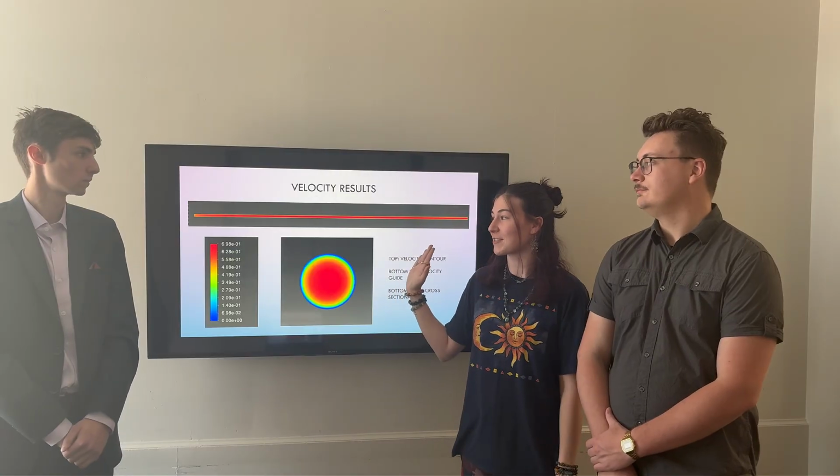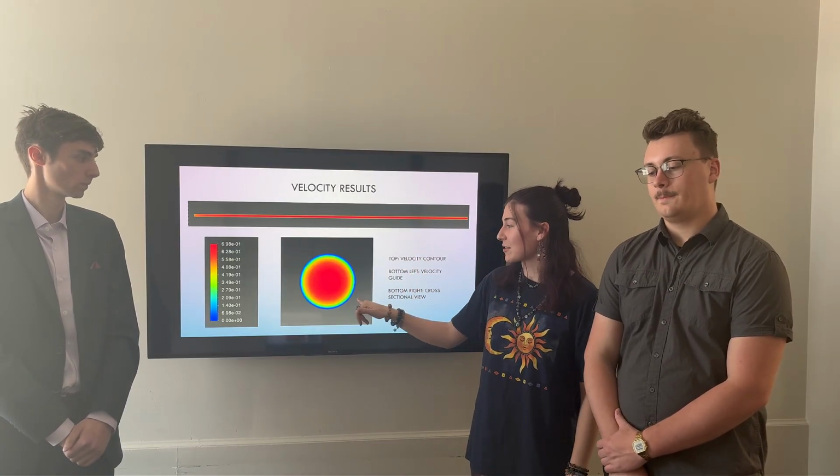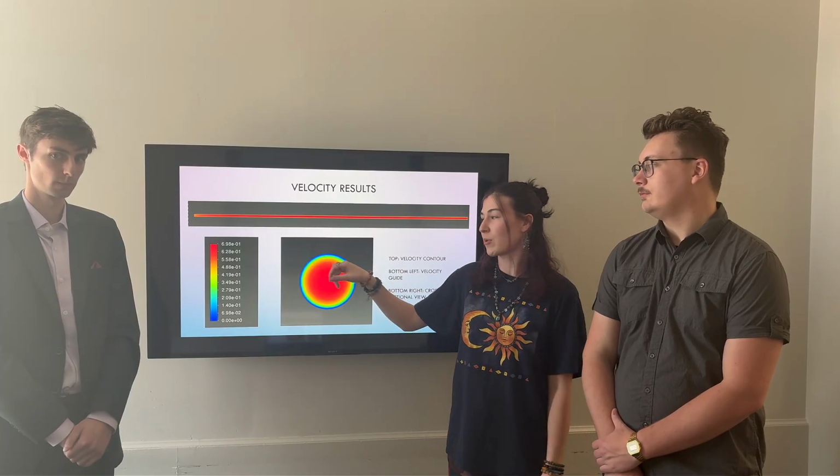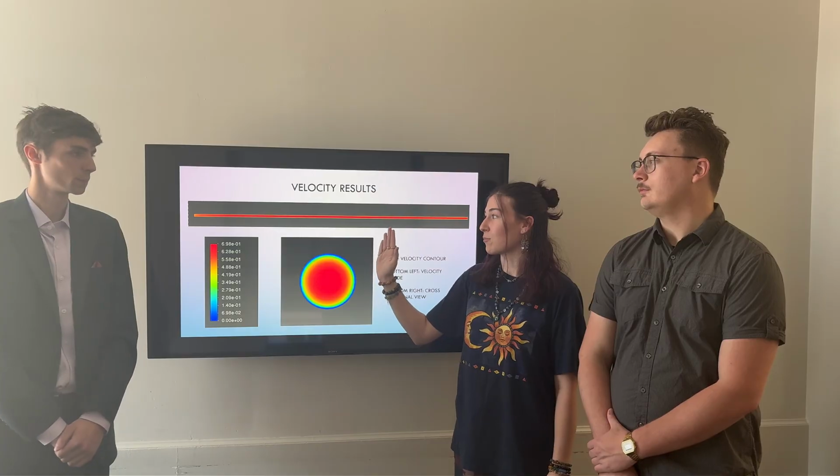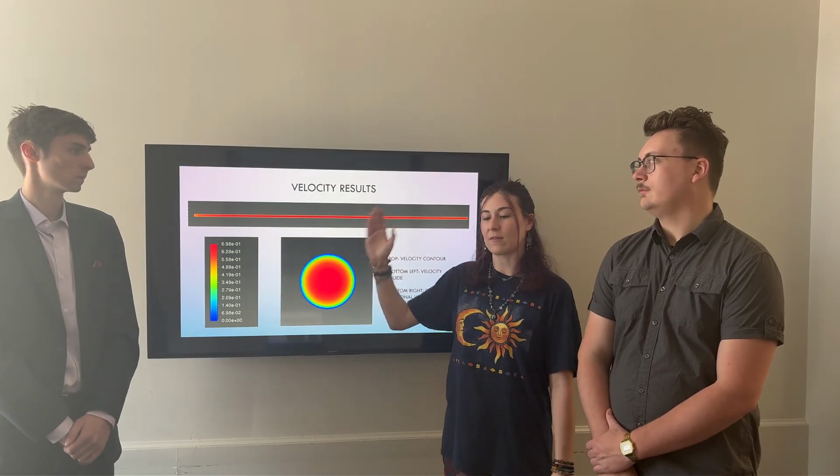variance. These are our velocity results. From the cross section, you can see it's faster in the middle of the pipe, and then it gets slower towards the boundary layer of the pipe. However, the velocity profile is uniform throughout the entirety of the pipe.